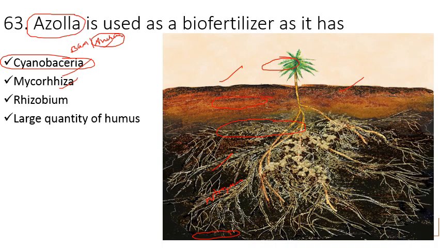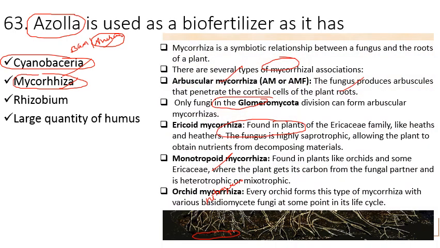Mycorrhiza is an association of fungi with the roots of higher plants, and there are several types of mycorrhizal association, like we have arbuscular mycorrhiza here. The fungus produces small arbuscules or vesicles which penetrate into the cortical cells to absorb the nutrients from the plants, and this fungus belongs to the group Glomeromycota. This is very important. It belongs to this group that is known as Glomeromycota. Then we have other types of mycorrhiza, like ericoid mycorrhiza, monotropoid mycorrhiza, and orchid mycorrhiza. In case of orchids, the seeds are very small and contain very little endosperm, so they require association with mycorrhiza for germination.